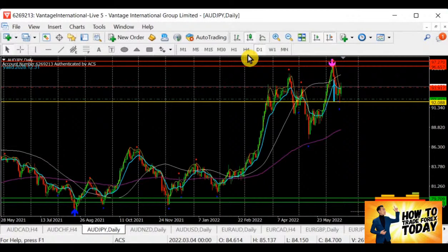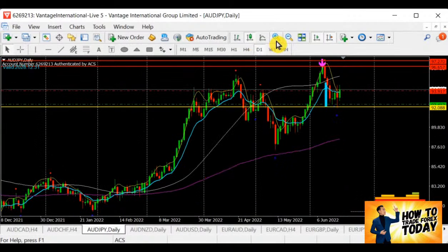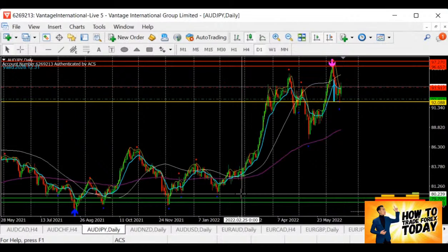Aussie yen over here. I am still looking out for this. In the whole general trend, if you're looking at this, it should be a bull trend. Am I right? So over at this part here, we are supposed to look at this as a bull trend.